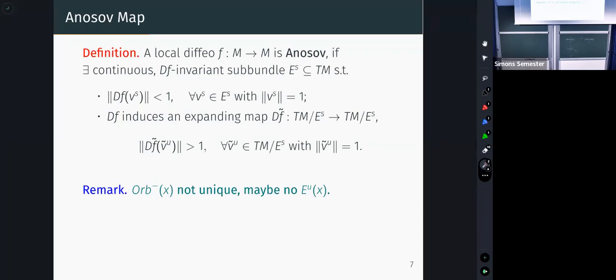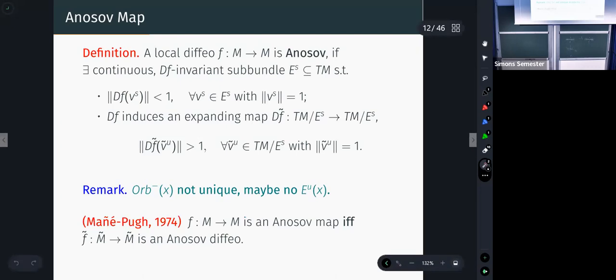The key point here is why we don't have the unstable bundle. As explained before, your negative orbit is not unique. You may have several pre-images of one point, and at every step you have many choices. In this setting, you don't know which negative orbit you choose, and this means you may not have the unstable bundle. What you have is that the quotient map is uniformly expanding. On the other hand, you can also say you may have a cone field transverse to the stable bundle, which is positively invariant and uniformly expanding. I think it will be the same.